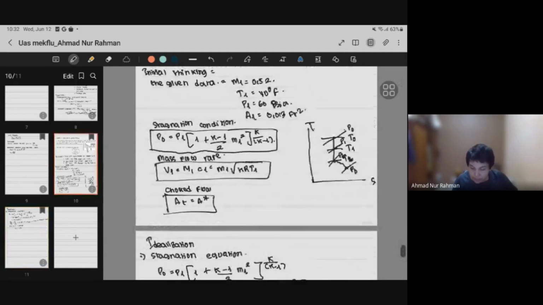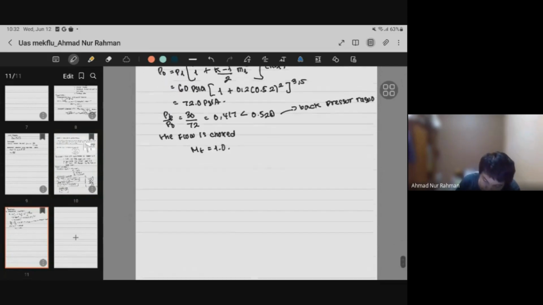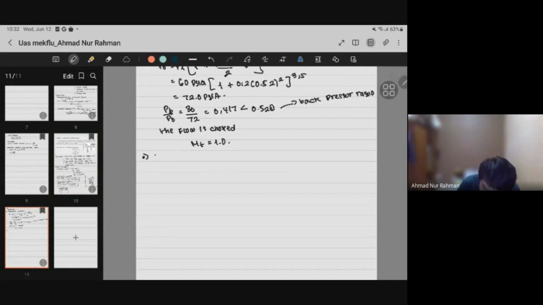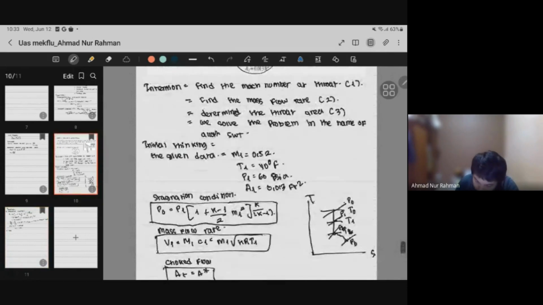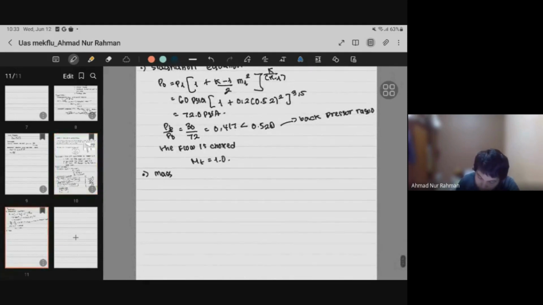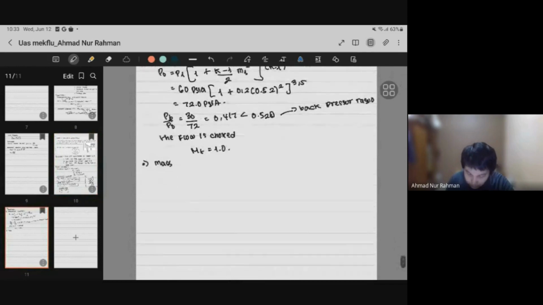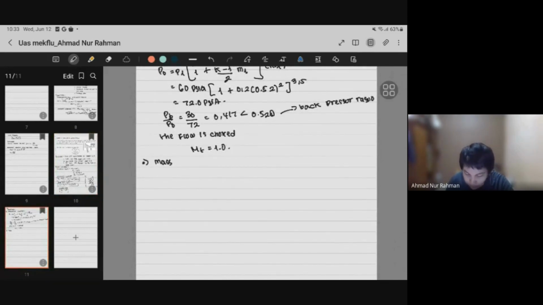From the T-S diagram, we can assume that. Now we begin to find the mass flow rate. So the Mach number at the throat is 1. This is from the perspective of the problem, to find the Mach number of the throat. Because the pressure ratio is 0.417, we simplified it to become 1. So the Mach number of the choked flow is 1.